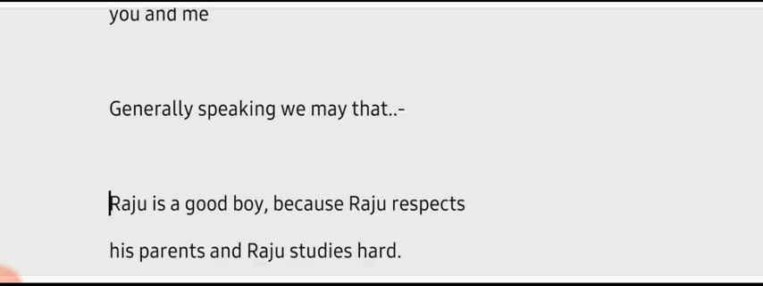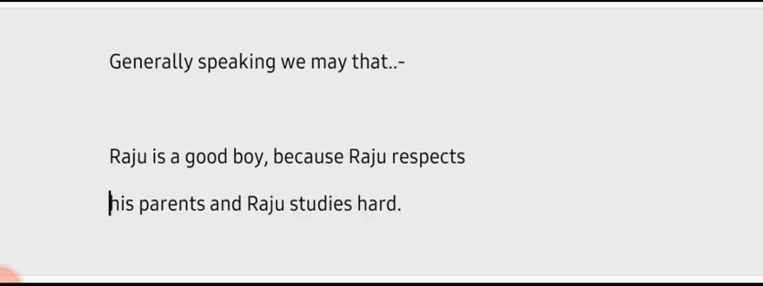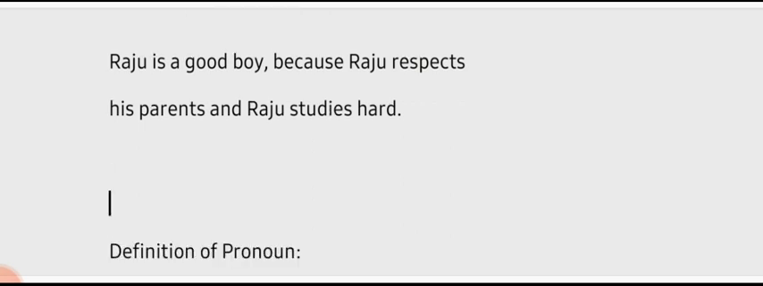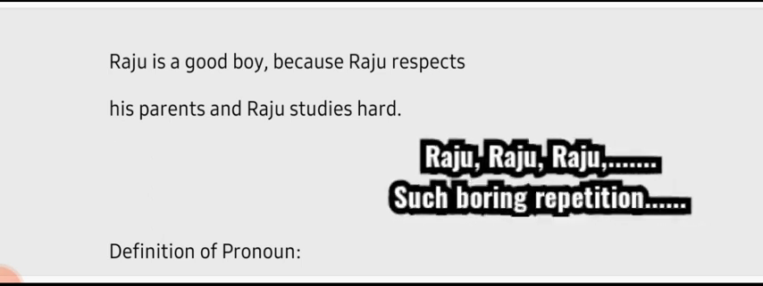So generally what happens is, if I want to say something about Raju, a description: Raju is a good boy, because Raju respects his parents and Raju studies hard. So something is irrelevant here. What? Raju, the name, the repetitiveness of that name, right? So I use the word he in place of Raju, right? So he is the personal pronoun which should be used here, right?